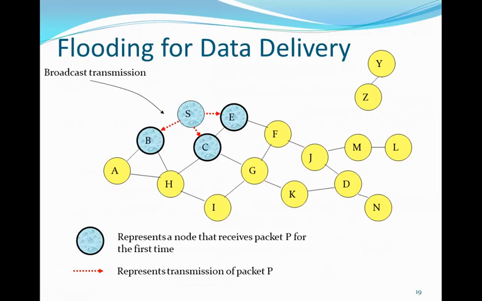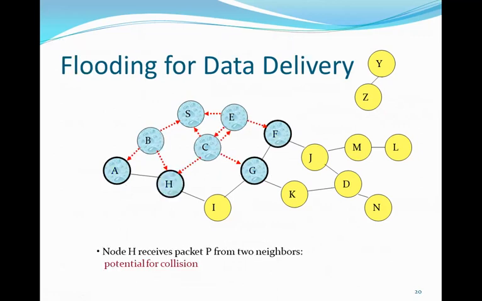Now, the nodes B, C, and E actually receive data from S, and now it is their responsibility to flood this data to the next nodes. If you can see, B, C, and E are forwarding their data to their neighborhood nodes, in which E sends data to C and F, C sends data to H, G, and E, and B sends data to A and H.